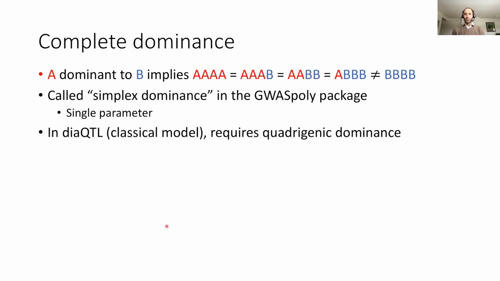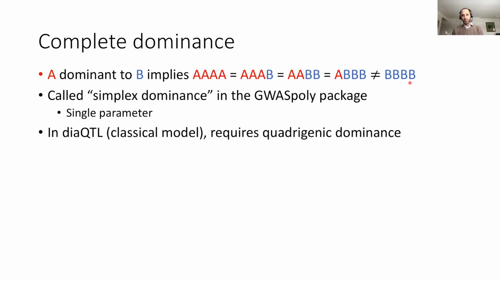Now, I mentioned that this notion of dominance is a little bit different than probably how you're used to thinking about it. Say we take, for example, the idea of complete dominance, which you can generalize to a tetraploid pretty readily. If we said A was dominant to B, or completely dominant to B, that means that the 4 genotypes that have at least one copy of allele A all have the same genotypic value, and it's potentially different than the genotype which has 0 copies of A. This type of dominance is called simplex dominance in the GWASpoly package, which is what I'm going to be talking about next.